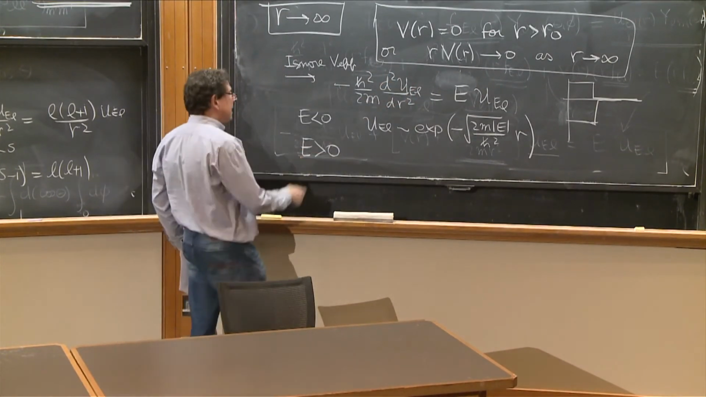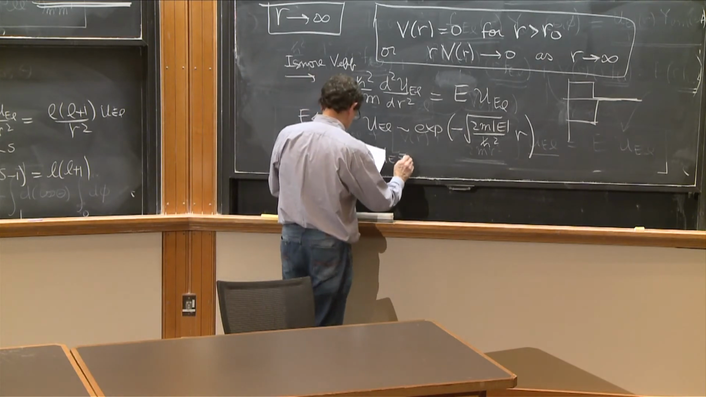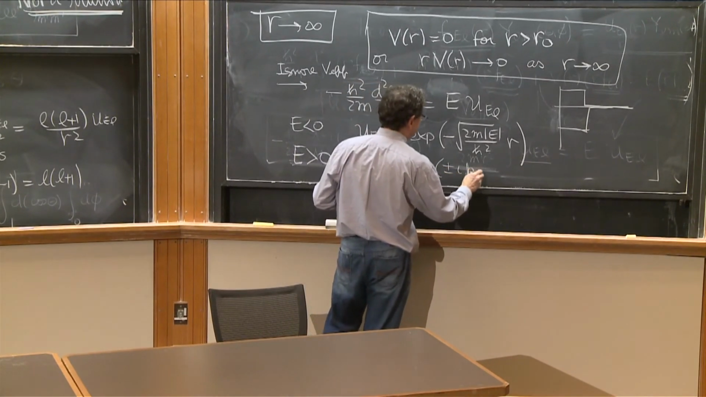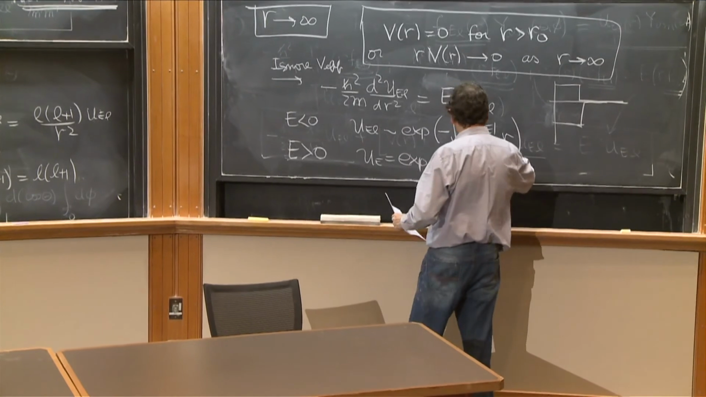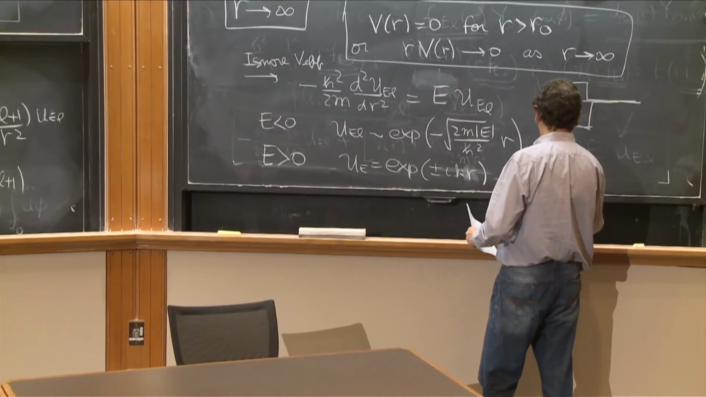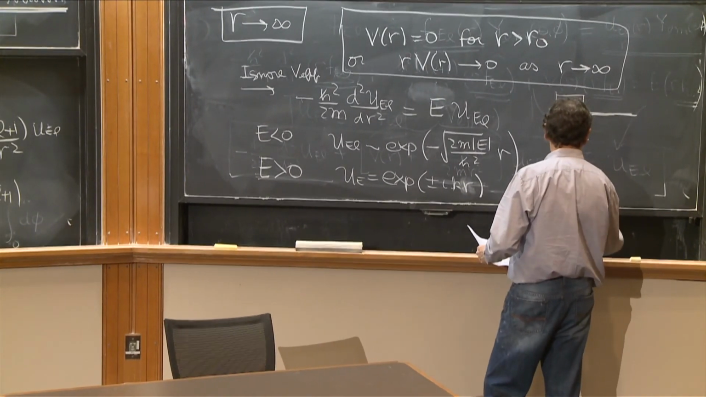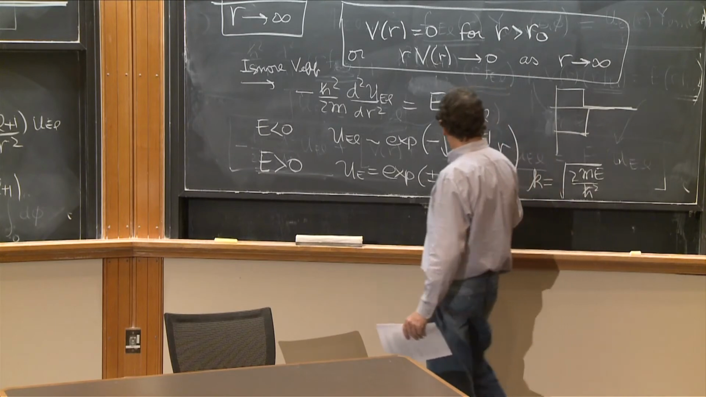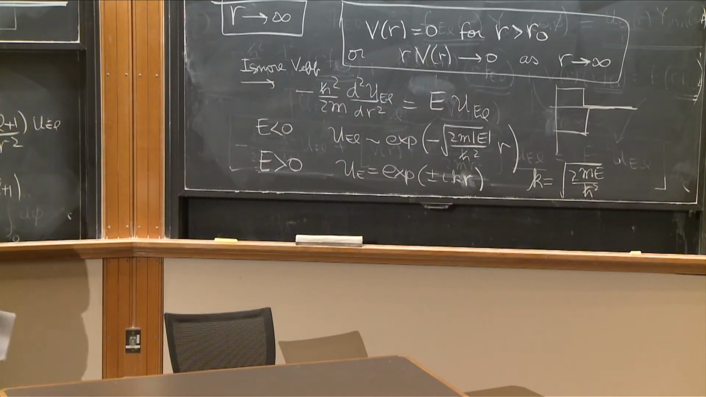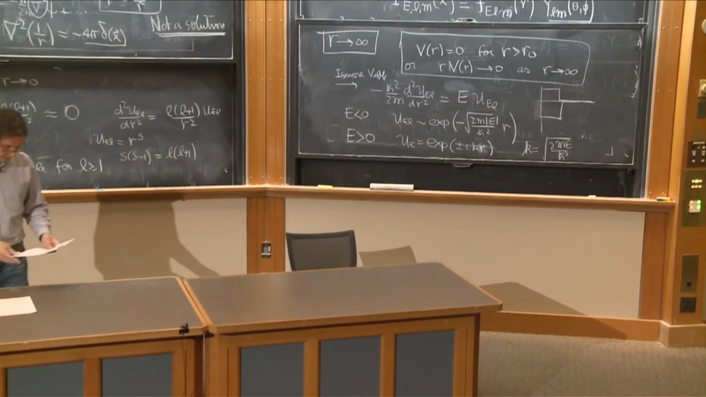If E is greater than 0, you have u_l equal exponential of plus or minus i k r, where k is square root of 2mE over h bar squared. And those, again, solve that equation, and they are the sort of wave solutions far away.